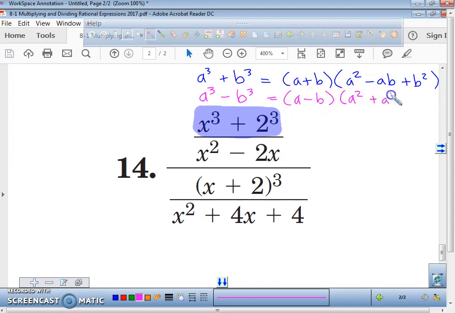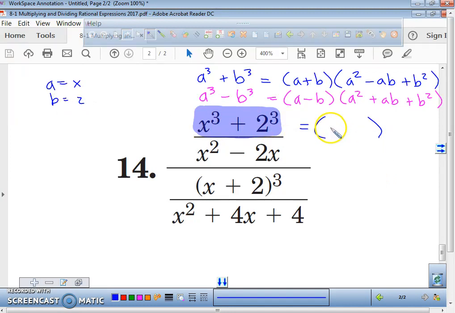Very similar to the pattern of the sums, just a little different. Okay, so this is the pattern for the difference of 2 cubes. This is the pattern for the sum of 2 cubes. So right now, we are going to follow this pattern. Right now, I'm just letting you know our A value is equal to x, and our B value is equal to 2 in this particular pattern.